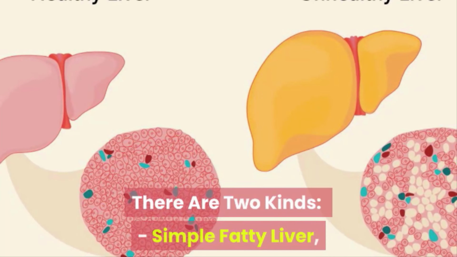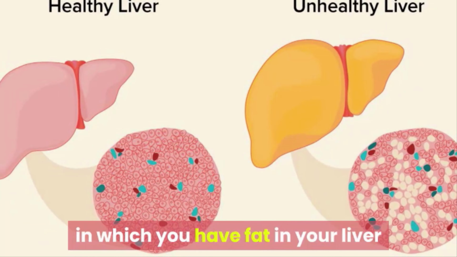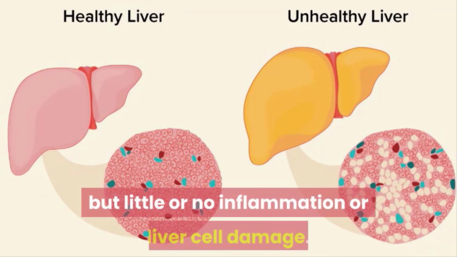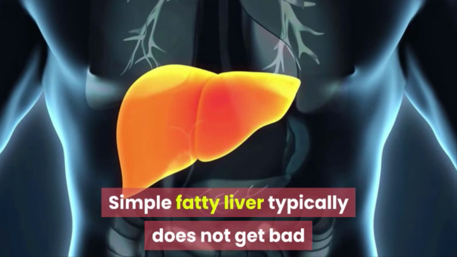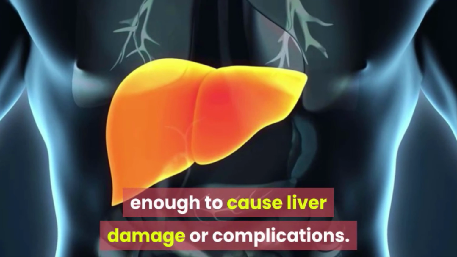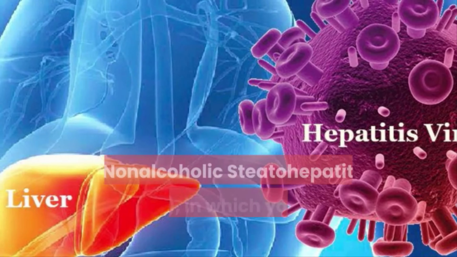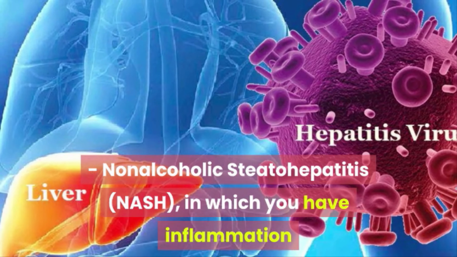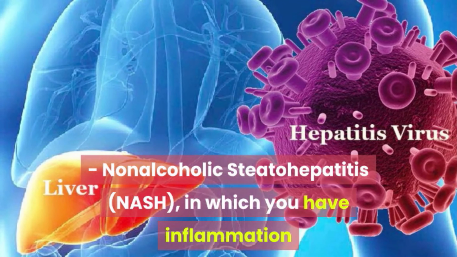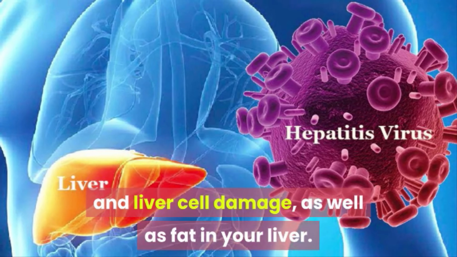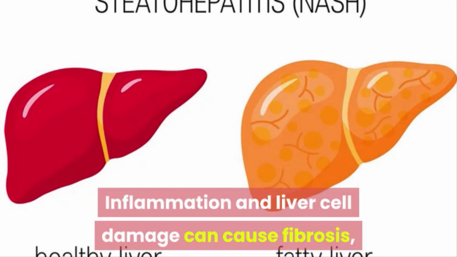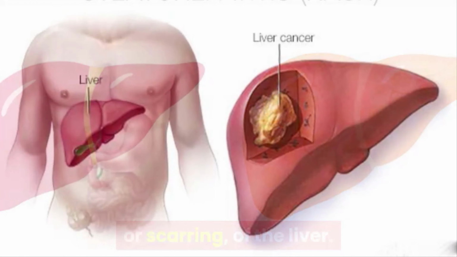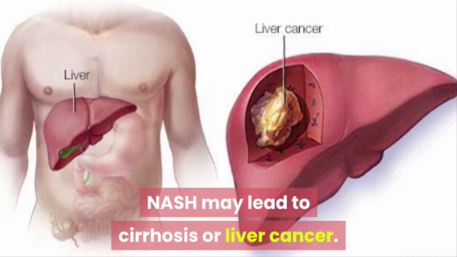There are two kinds. Simple fatty liver, in which you have fat in your liver but little or no inflammation or liver cell damage. Simple fatty liver typically does not get bad enough to cause liver damage or complications. Non-alcoholic steatohepatitis, NASH, in which you have inflammation and liver cell damage, as well as fat in your liver. Inflammation and liver cell damage can cause fibrosis, or scarring, of the liver. NASH may lead to cirrhosis or liver cancer.